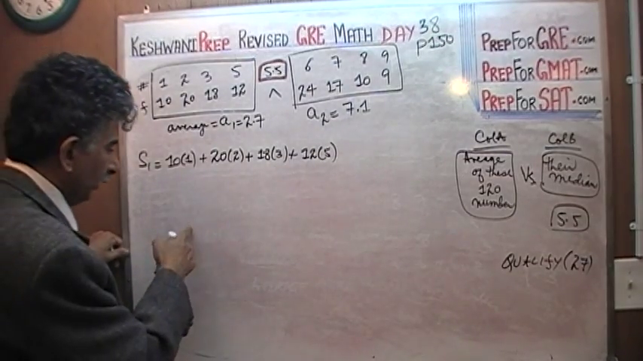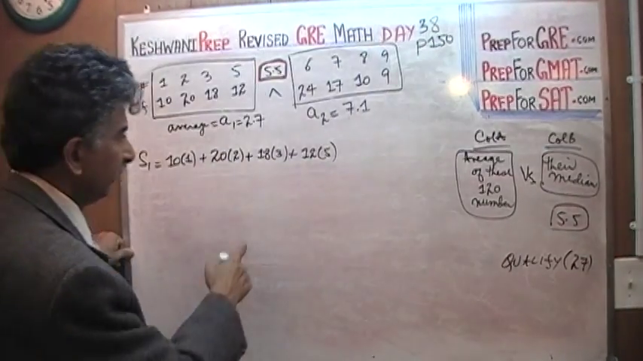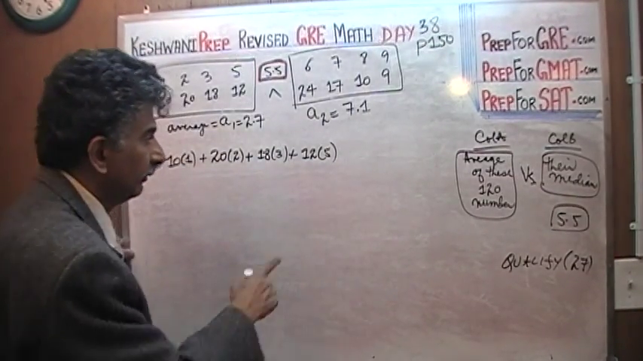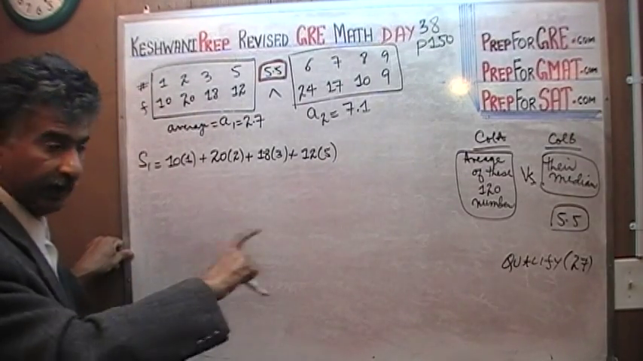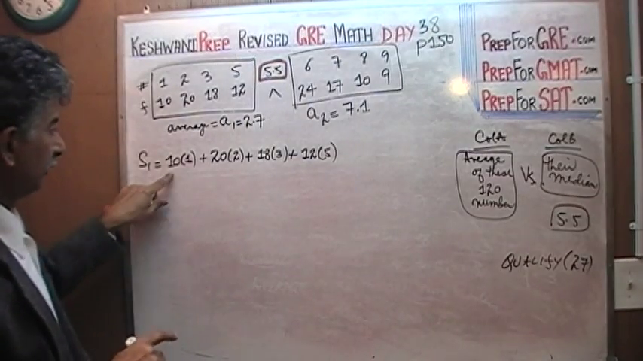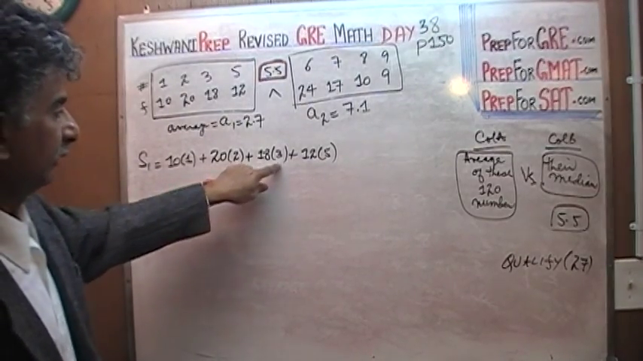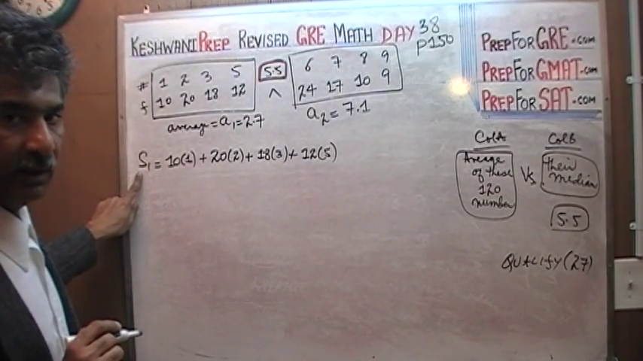Let's call it S1, for the sum of these numbers. If you were to write it up, 1 1 1 1 1, 10 of them, and then 2 2 2 2 2, 20 of them, and then 3 3 3 3 3, 18 of them, and then 5 5 5 5 5, 12 of them. If you were to add them all up, this is how you would do it. Instead of doing it out individually, you would do 10 times 1, 20 times 2, 18 times 3, and 12 times 5. That's their sum, S1.